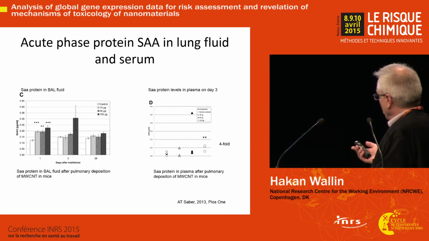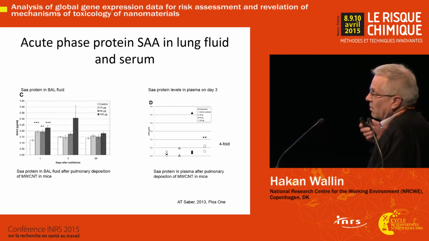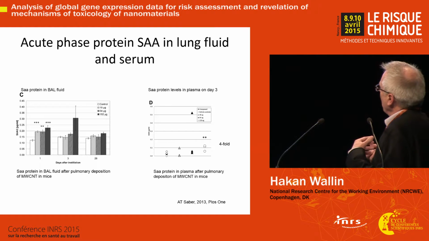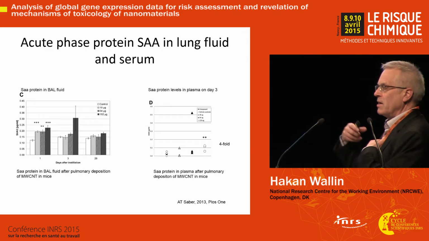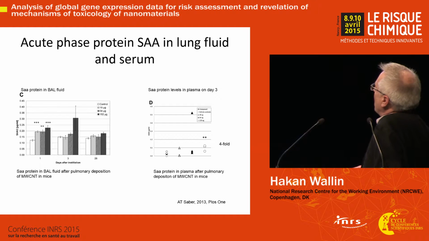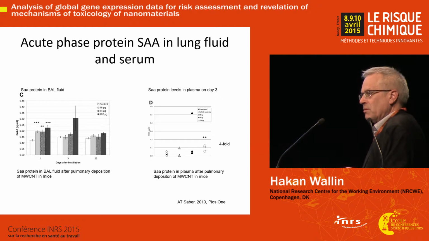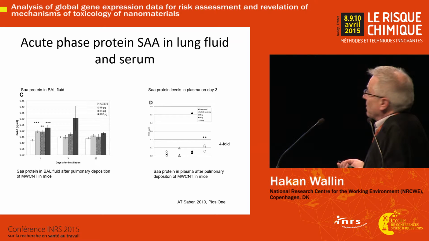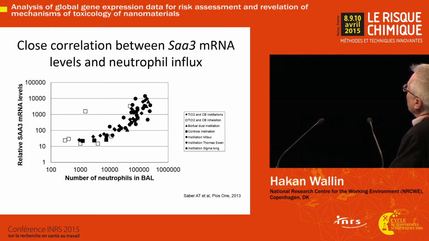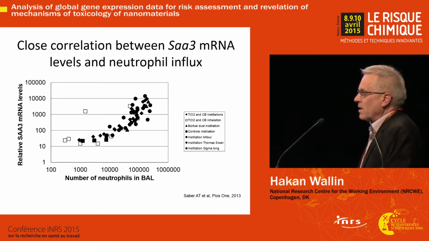So this is a very important point to us. When you deposit materials in the lung, you will see an upregulation of the acute phase in the lung, and you will see signaling of the acute phase in circulation. And this protein is much more stable, and I think the reaction is much greater than you would see from the cytokine. Now, the SAA is very strongly correlated with the inflammation in the lung.